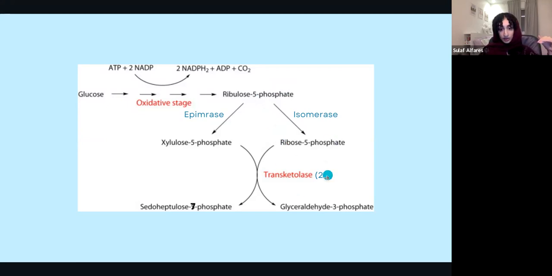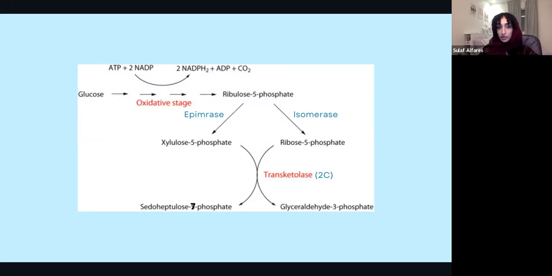Now, transketolase is going to come. This enzyme takes two carbons from one thing and gives them to the other. In this case, transketolase is going to take two carbons from xylulose and give them to ribose. Also, keep in mind that both of these have 5 carbons in the beginning. After transketolase works on them, we're going to get 2 products. It's basically just shuffling carbons. This is the entirety of the reductive phase of the pentose phosphate pathway.